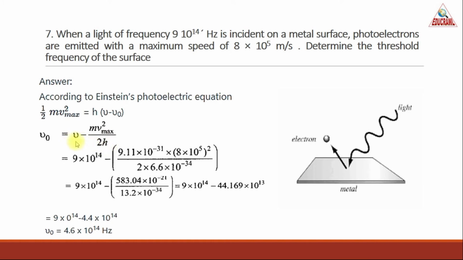Now substitute the values of mu, velocity, and Planck's constant. We get the answer as 9 into 10 power 14 minus 9.11 into 10 power minus 31 into 8 into 10 power 5 the whole squared divided by 2 into 6.6 into 10 power minus 34. Simplifying, we get the threshold frequency mu naught is equal to 4.6 into 10 power 14 Hertz.